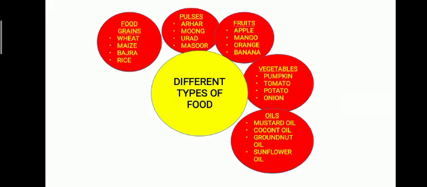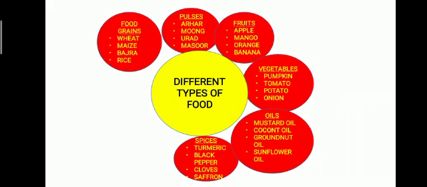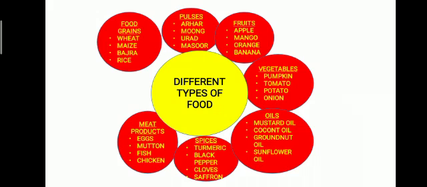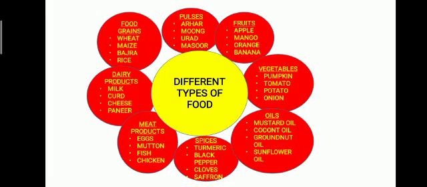Oils. We use oil to fry food. Some examples are mustard oil, groundnut oil, sunflower oil. Spices. We use spices to add color and taste to our food. Some examples of spices are turmeric, black pepper, cloves and saffron. Meat products include eggs, mutton, fish and chicken. Dairy products are the products that we make from milk. First is milk, curd, cheese and paneer.